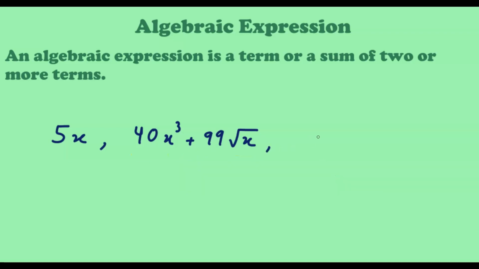Another example is 2y minus 4. Now note that we have subtraction over here, but we can write this as the sum of 2 terms. We can write this as 2y plus negative 4. So the 2 terms are 2y and negative 4, and this is the sum of these 2 terms. So 2y minus 4 is another example of an algebraic expression.